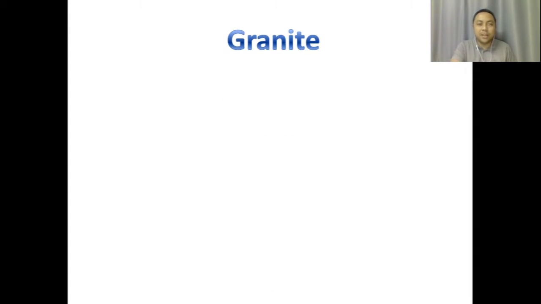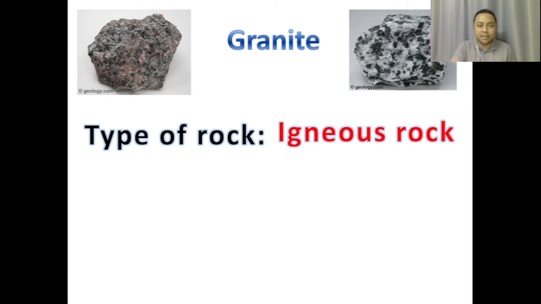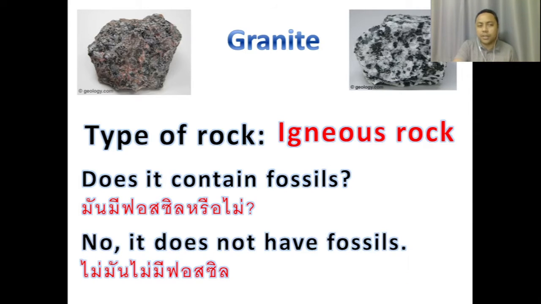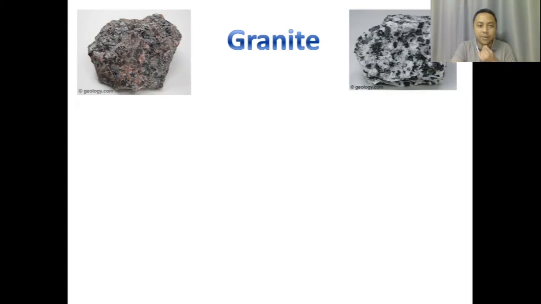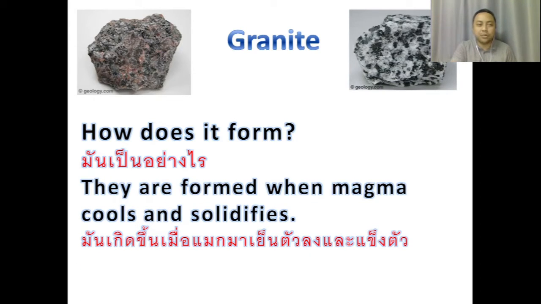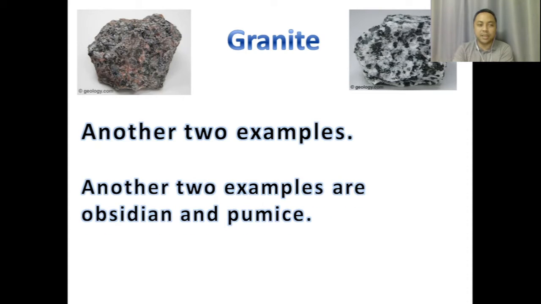Hello Prathom 6 students! In this video, our topic is all about rocks. Let's read this one. Granite. These are granite. Granite are igneous rock. Does it contain fossils? No, it does not have fossils. How does it form? They are formed when magma cools and solidifies. Another examples of granite are obsidian and pumice.